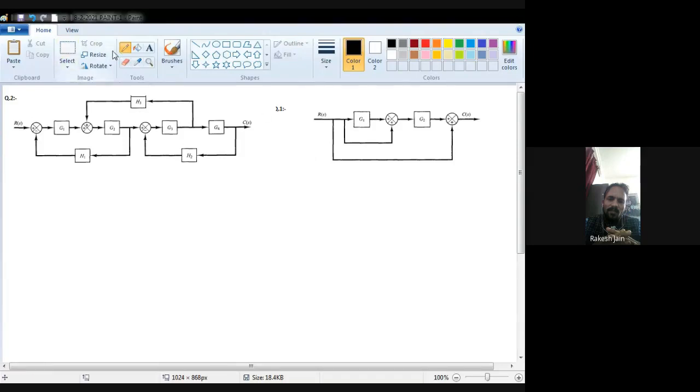Similarly, if we move the summing junction after a block, then the gain will come directly, and if we move the summing junction before a block, then the gain will come in reciprocal manner. Now let us start. First of all, now see this block.